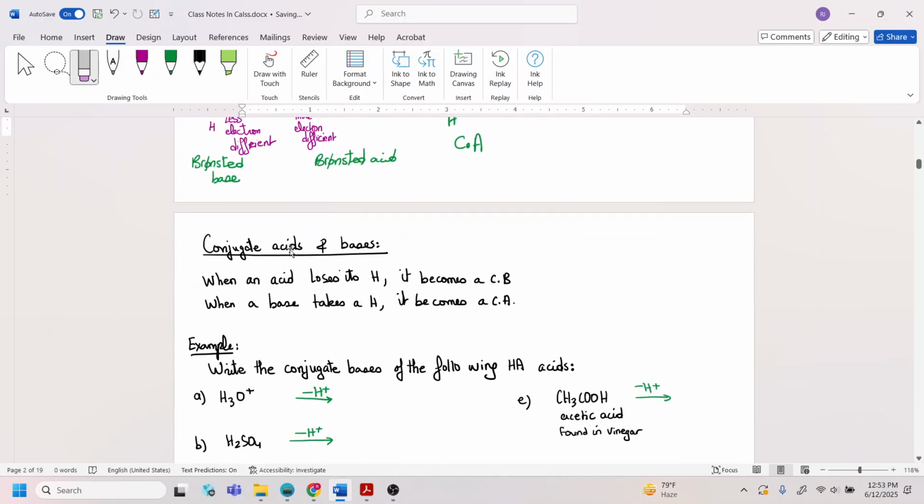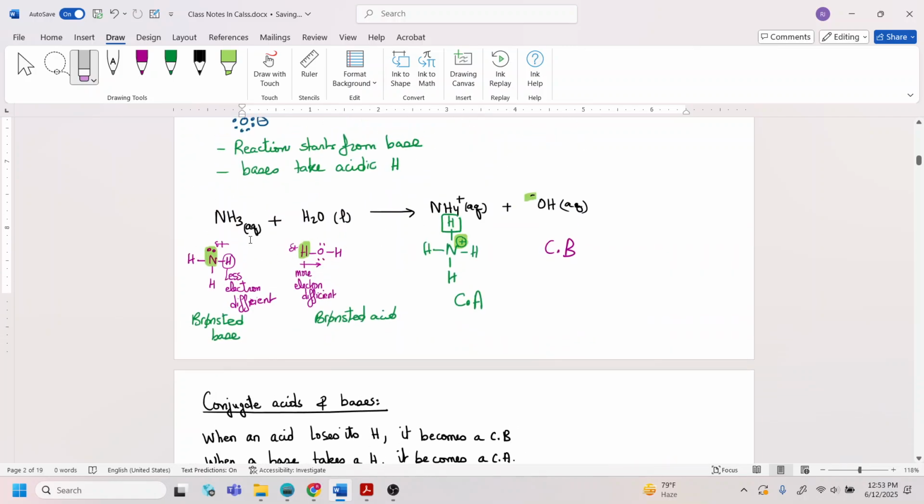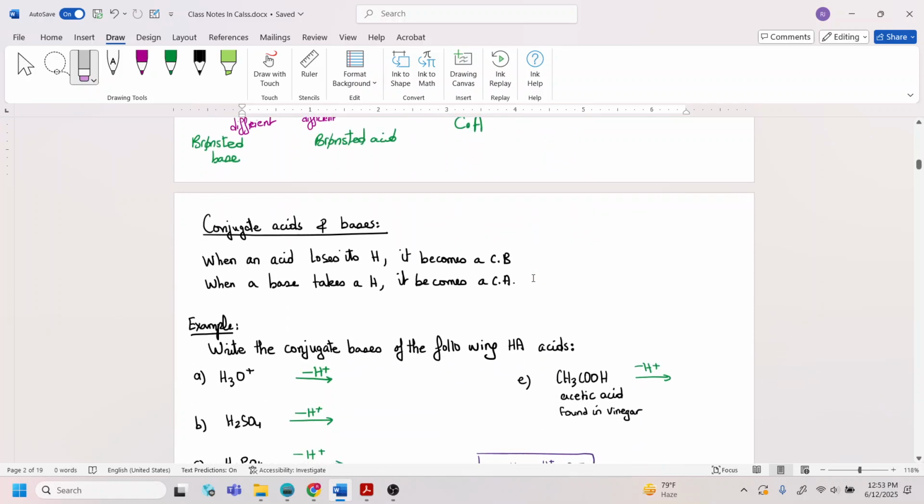Now, the term conjugate acids and conjugate bases. So we mentioned that you start with acids and bases. This is on the reactant side. And then you get your conjugate acid and your conjugate base. So the term conjugate acid and conjugate base is strictly limited to the products, not the reactants. So how can conjugate acids and conjugate bases form? Conjugate acids are simply formed whenever the base takes the hydrogen. And conjugate bases are formed whenever the acid loses its hydrogen.